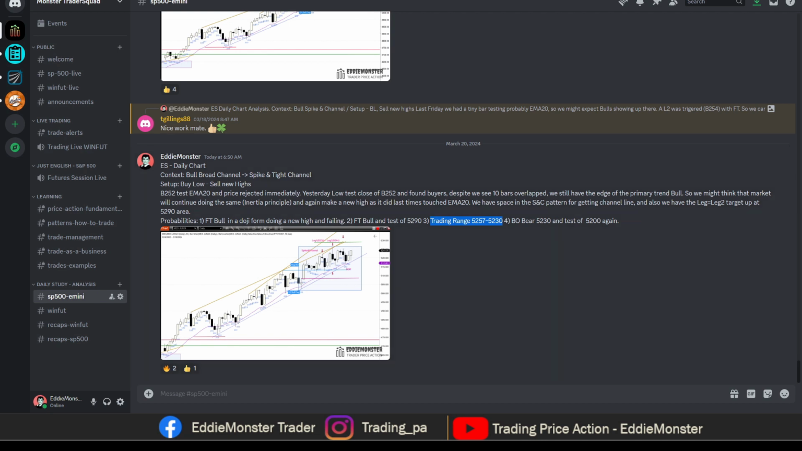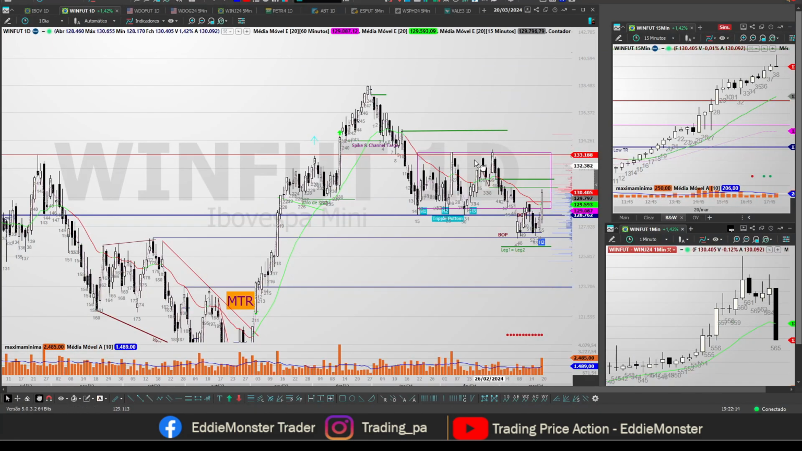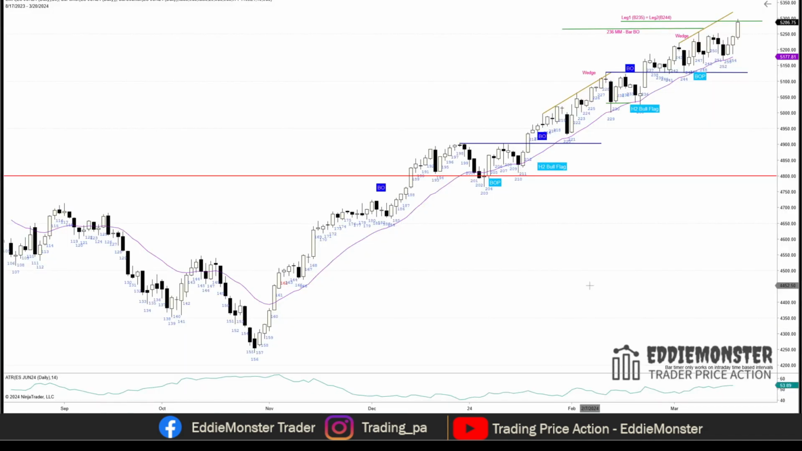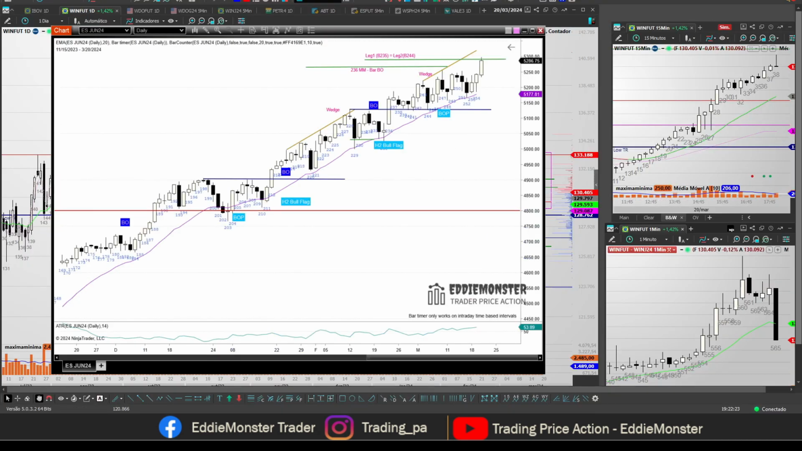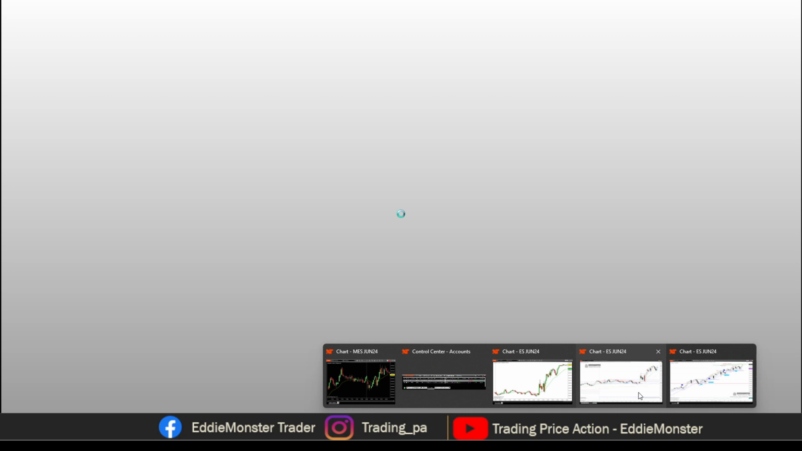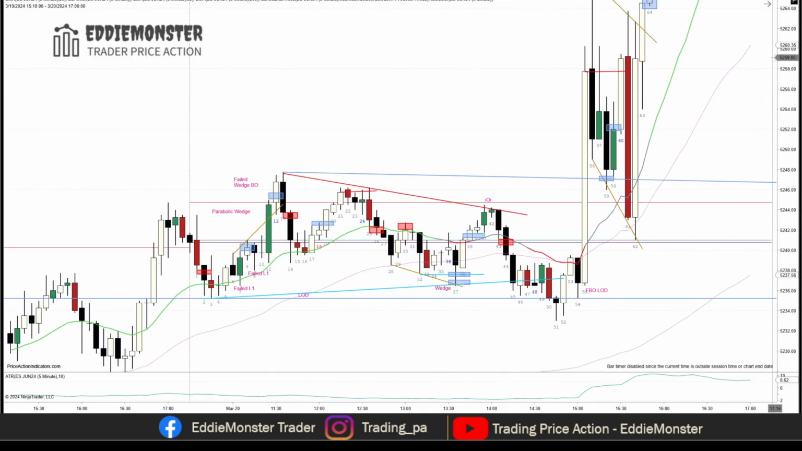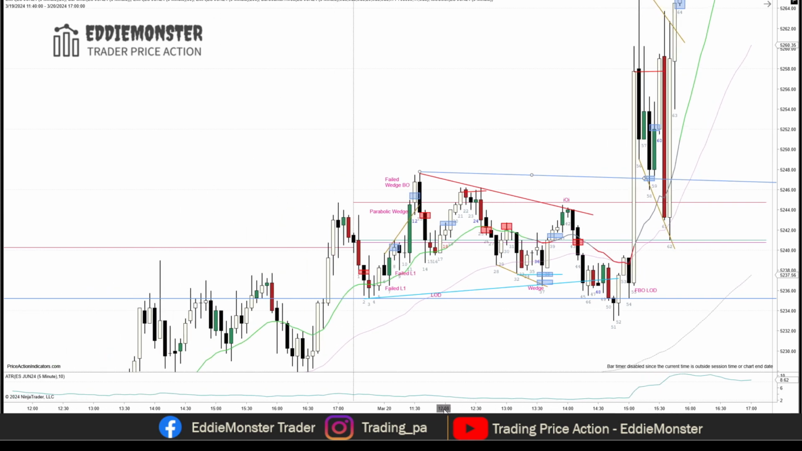So if we look at the day, let me see. Let's take a look at the day. All right, so let me get it here. This is the daily chart. If we look at the day, we see that, look at this, we have a pretty much trading range day.